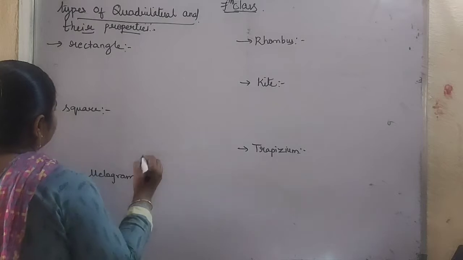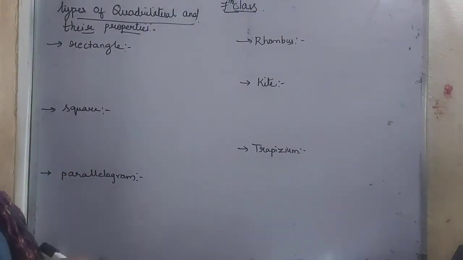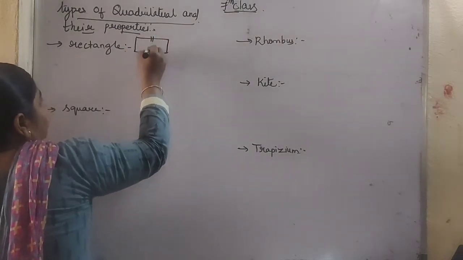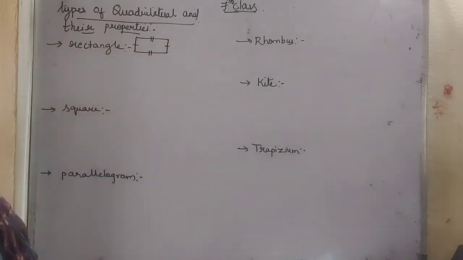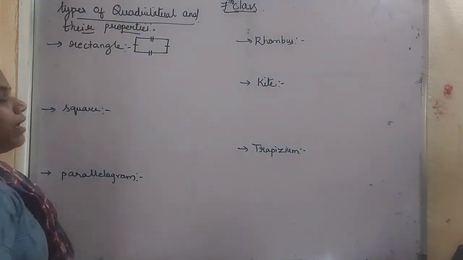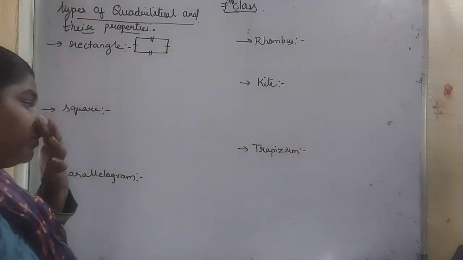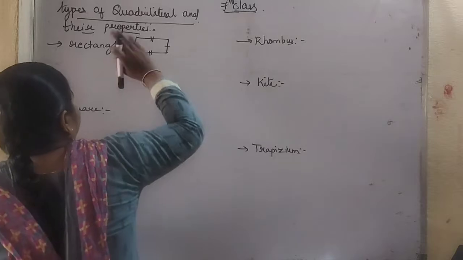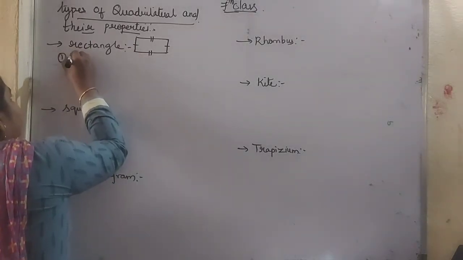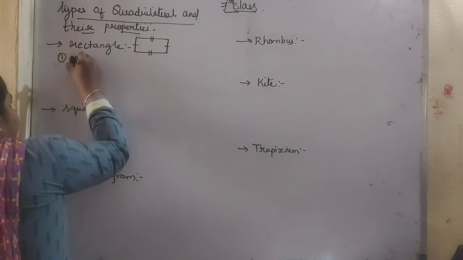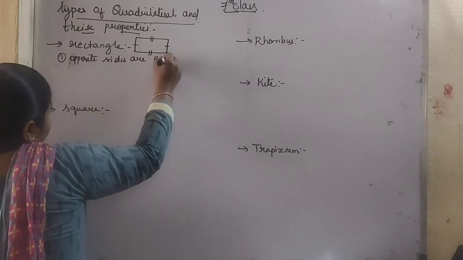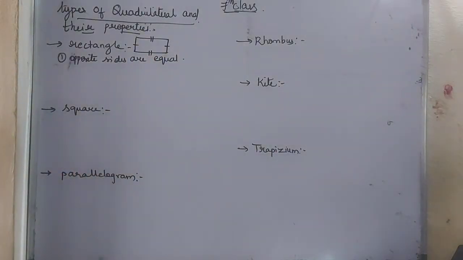So already you know about rectangle and square. We have learned them already in 6th class. So what do you mean by rectangle? Rectangle means the opposite sides will be equal. So the first property is that the opposite sides are equal in a rectangle. A closed figure with 4 line segments, in which the opposite sides are equal, then only a rectangle will be formed. So the first property is opposite sides are equal.